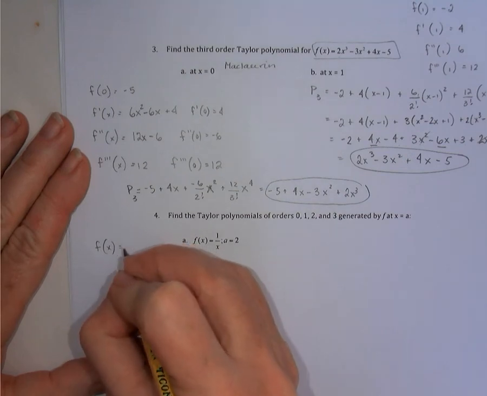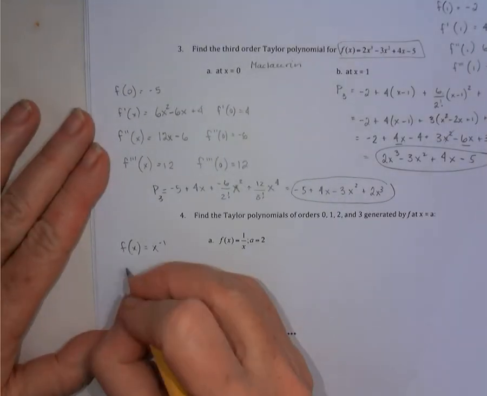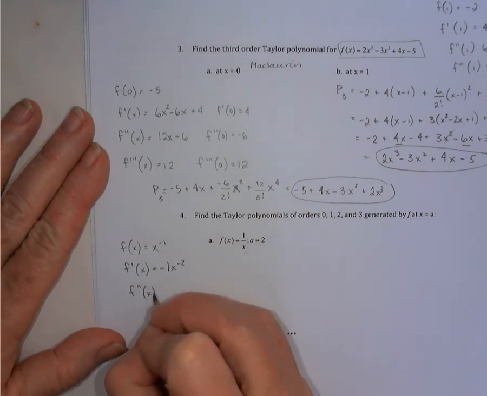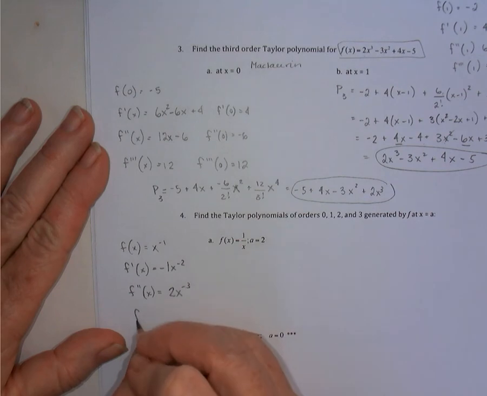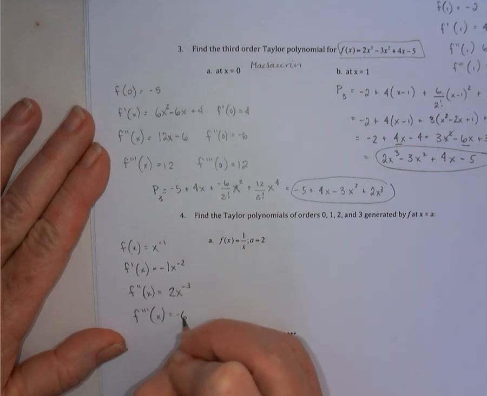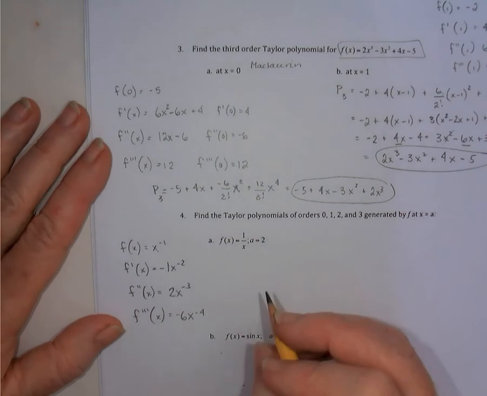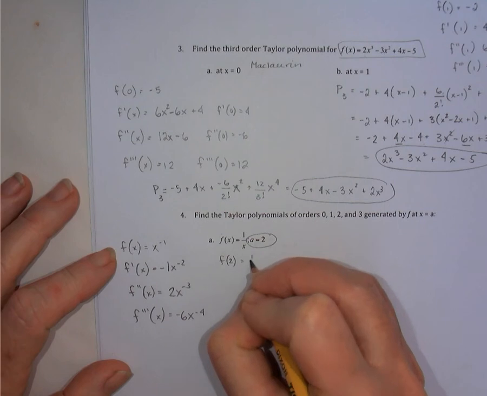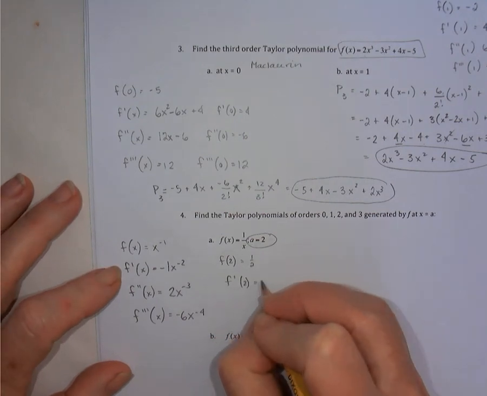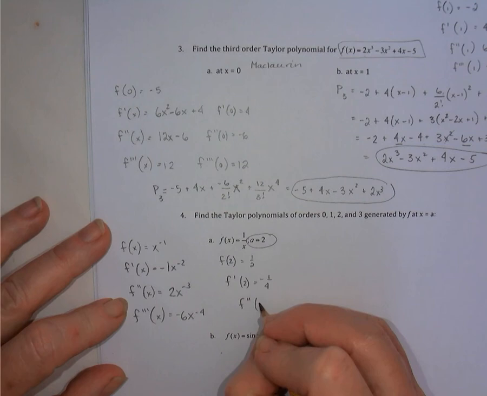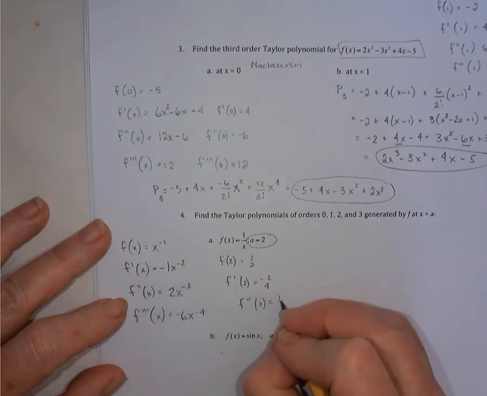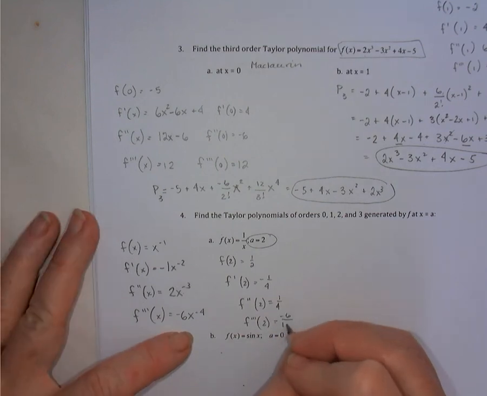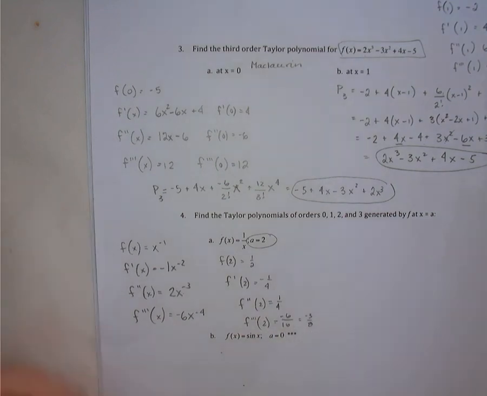F of x is x to the -1. I'm going to take my derivatives. The first derivative is -1 times x to the -2. The second derivative is +2 times x to the -3. The third derivative is -6 times x to the -4. And now I'm looking for this at a equal to 2. So f of 2 is 1/2. F prime of 2 is -1/4. F double prime of 2 becomes 2/8, which is +1/4. And f triple prime of 2 becomes -6 over 16, which is -3 over 8.